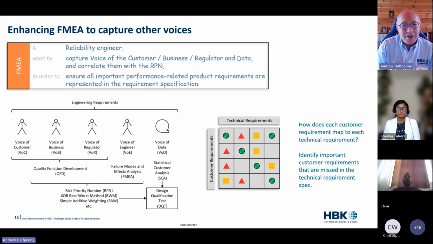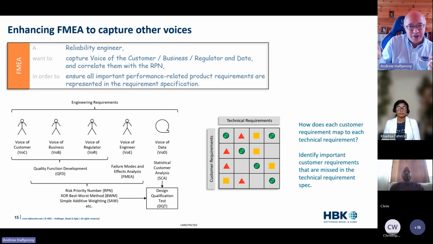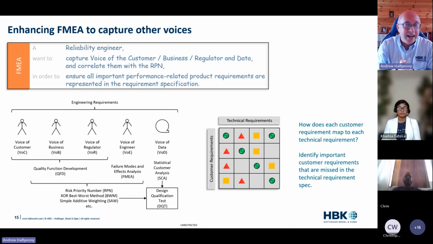So I would like a way that we can capture the voice of the customer, the business, the regulator, and the data and correlate them with our engineer's risk priority number, because this will ensure that all the important performance related product requirements are represented throughout the development of that product, not just the ones that our engineer is most familiar with. So again, what we're showing here is, how do we bring in those customer, business, regulator requirements and make sure that our test schedule at the end properly reflects them and our design reflects them. So that's really important to me.